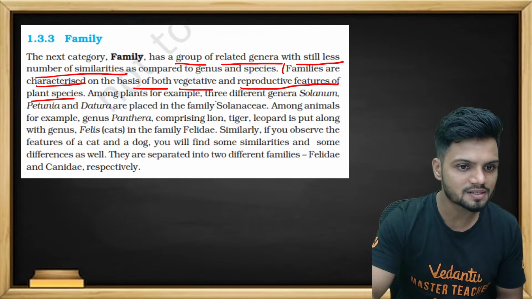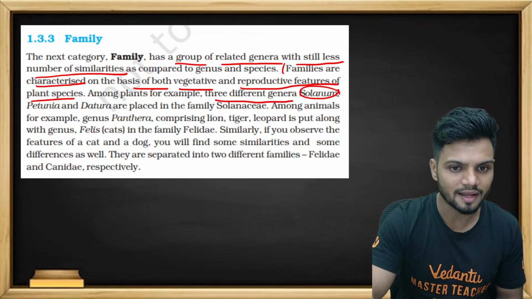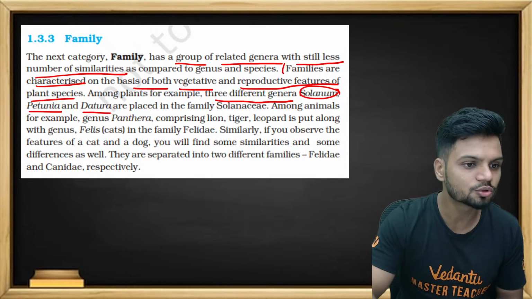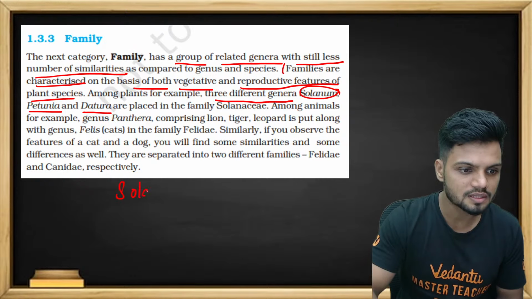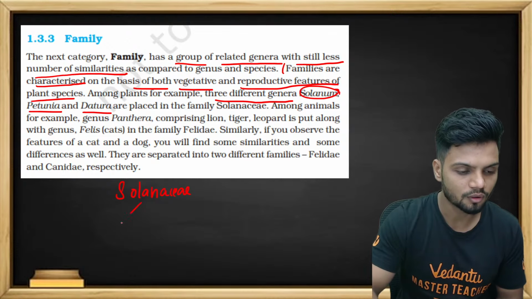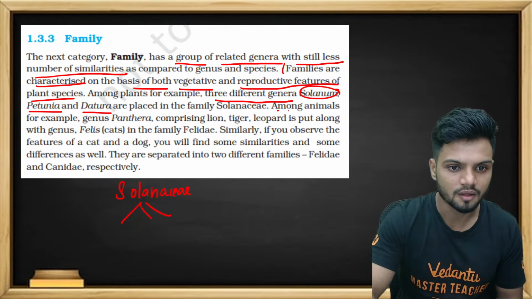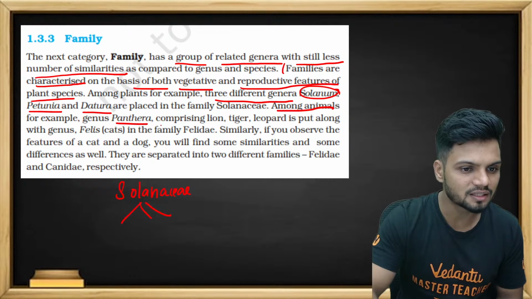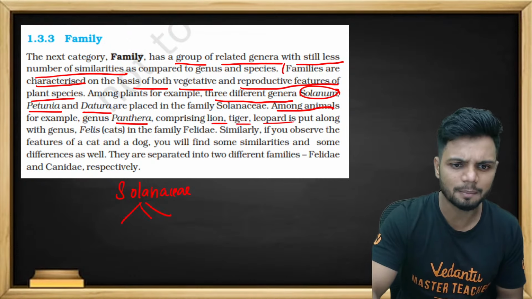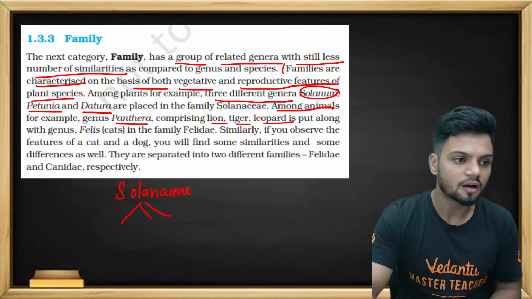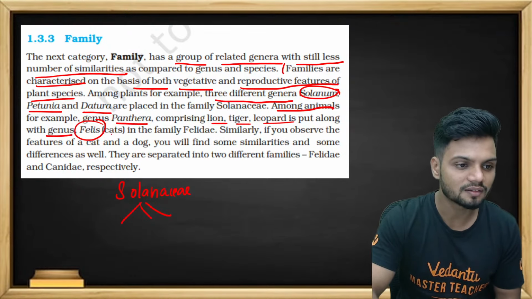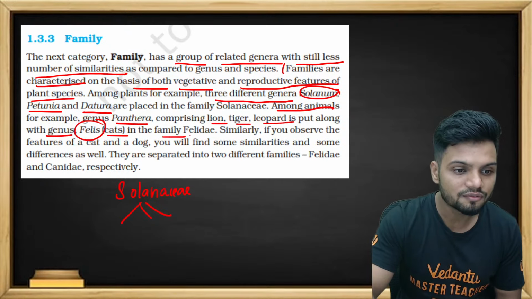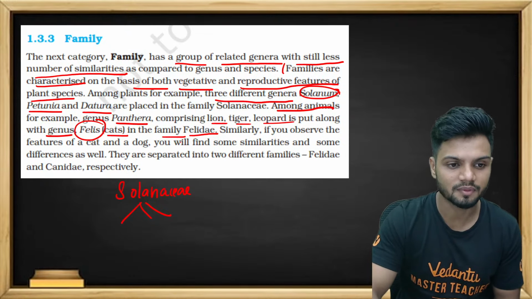Among plant examples, three different genera: Solanum, Petunia, Datura. All three are placed under the family Solanaceae. Among animals, for example Panthera, which has lion, tiger, leopard, as we learned in the previous slide, is put together with the other genus called Felis, that is the cats, in the family Felidae. That is the family name, Felidae.